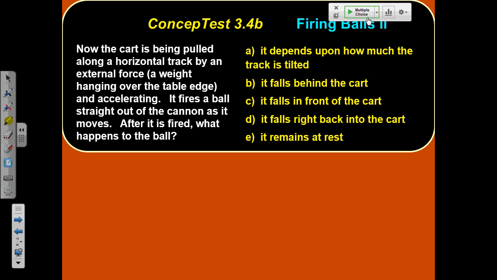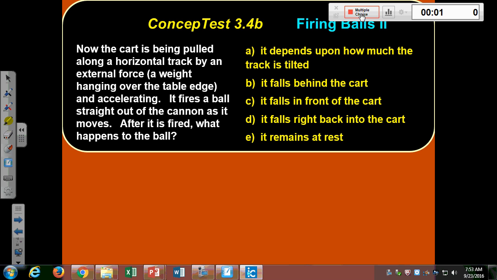Now the cart's being pulled along, same situation, except it's being pulled by a force, and so it's traveling along in an accelerating state. Its velocity is increasing. It fires the ball straight out of the cannon as it moves. After it is fired, what happens to the ball? The track is not tilted, by the way, so you can just disregard it. Does it fall behind, in front of, into the cart, or does it remain at rest? The cannonball, that is.